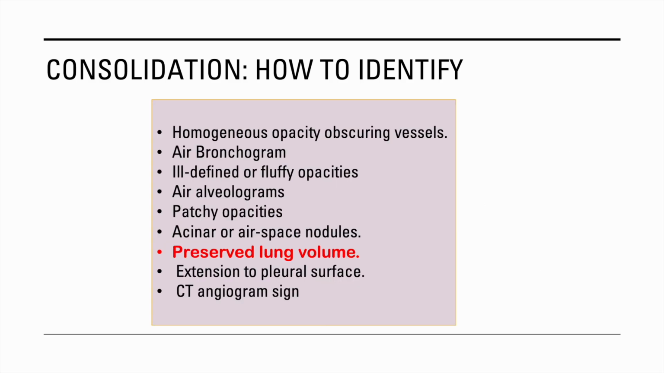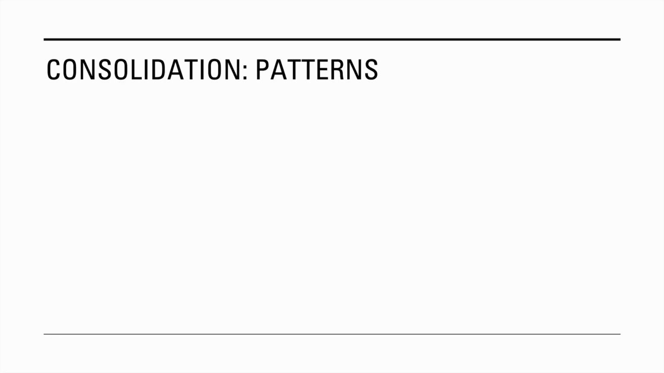Another key feature is preserved lung volume. Unlike atelectasis, where the lung collapses, in consolidation, the overall lung volume remains constant. Minor volume loss or slight enlargement may still occur. Consolidation usually spreads from one alveolus to another through the pores of Kohn until it reaches the pleural surface or fissures. Patterns of consolidation. Once you can identify consolidation, the next step is to understand the patterns of consolidation.